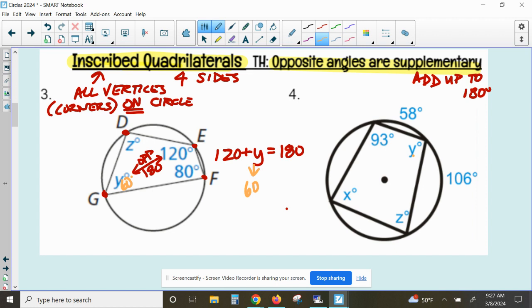Do we have another pair of opposite angles? Do you see them? I'm going to do them in green. So this Z and this 80, those are also opposite. And so they equal 180 also, right? So that means Z plus 80 has to equal 180. And I hear you guys saying the answer already, that Z has to be 100.